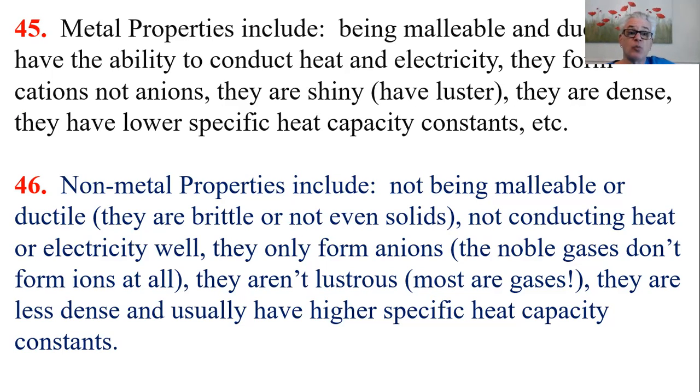Now, the noble gases, which are also nonmetals, don't form any ions at all. They aren't lustrous. Almost all nonmetals are pretty dull-looking, or they're gases, so luster doesn't apply. They tend to be less dense than metals, and they tend to have a higher specific heat capacity constant than metals. So there's a difference between the atoms, and a lot of those differences are really because of the way they bond or because of the way their electron orbitals are built.